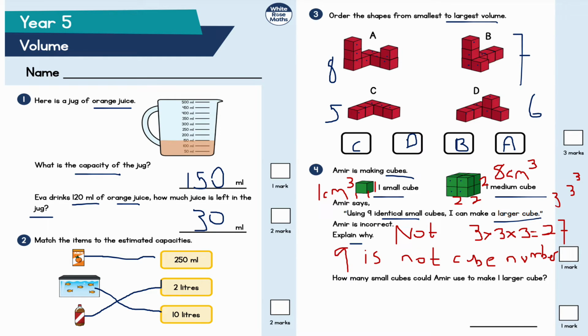How many small cubes could Amia use to make one larger cube? So she could use 27 1 by 1 cubes, because 27 is a cube number. Because if I do 3 times 3 times 3, remember that a cube has to have equal length, equal height, and equal width, for me to have a cube that's identical and essentially symmetrical all the way around.